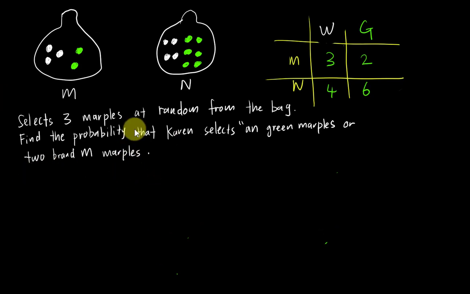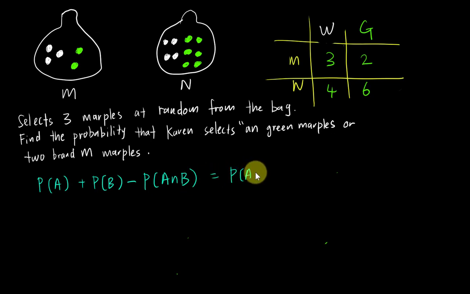Maybe I use the blue color. Right, over here, right now I want to find the probability of A. So I want to do probability of A plus probability of B minus probability of A intersect B in order to get the probability of A union B. Alright, so this is the formula when they intersect, like what I said just now. So A union B, basically I can say I want the green or 2 brand M. So I will just write some short form here, green or 2M.